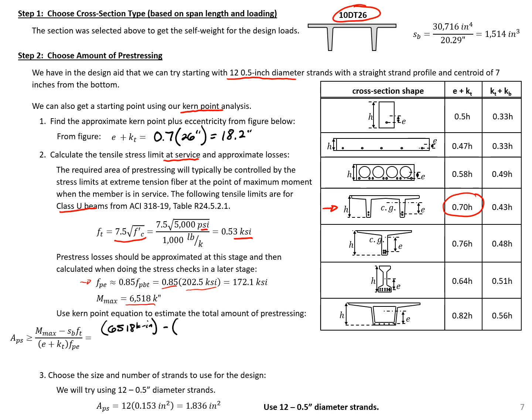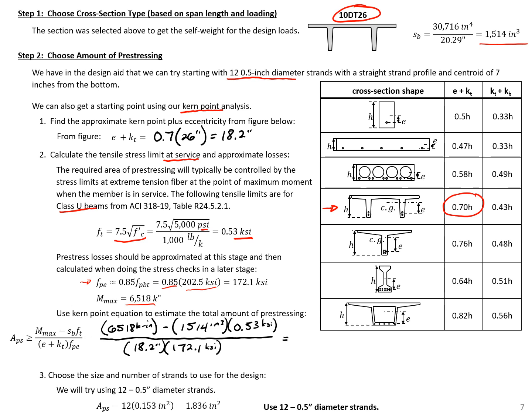minus our S sub B for our section. I found that up here for you, is 1,514 inches to the third. Our tension stress limit, 0.53 ksi. And then this is all divided by our e plus kt, 18.2 inches, times f sub pe, 172.1 ksi.